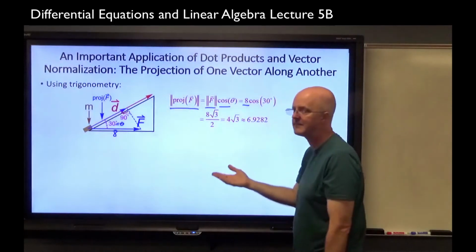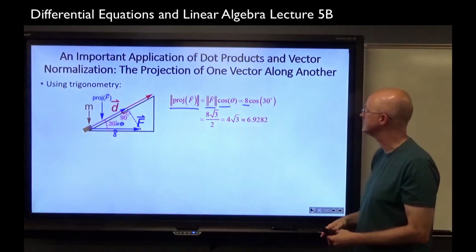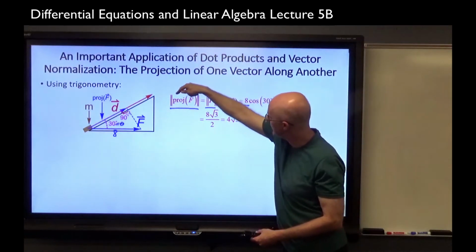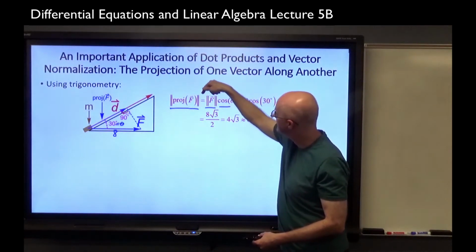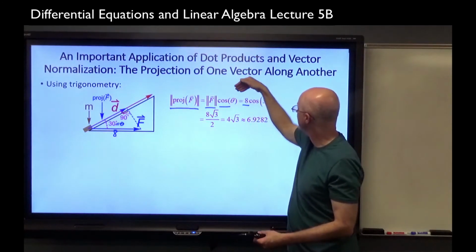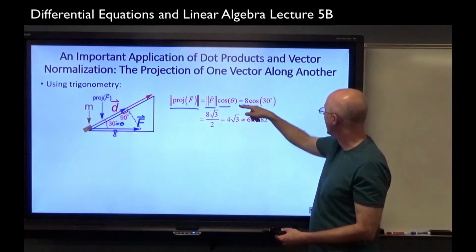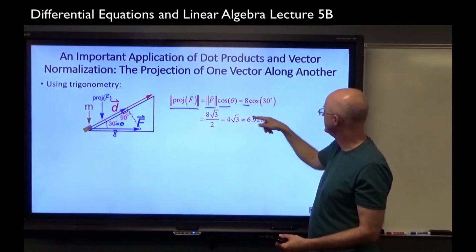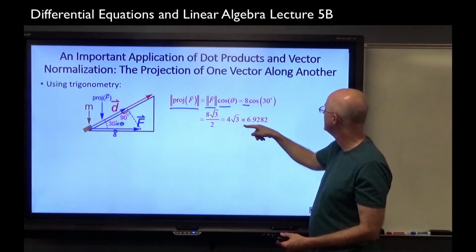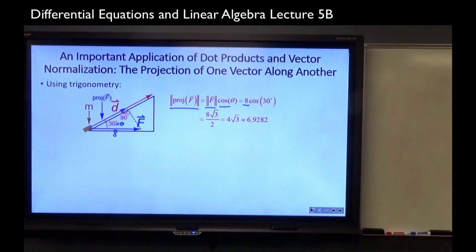Okay. The 30 degrees I'm just giving to you. I'm telling you it's 30 degrees. This is equivalent to saying cosine of theta is this quantity divided by this quantity right there: adjacent divided by hypotenuse. Plug in the numbers. Length of f is 8. Angle is 30 degrees. Cosine of 30 degrees is square root of 3 over 2. That simplifies to 4 times square root of 3, which is about 6.9282. So there's the length of the projection vector.